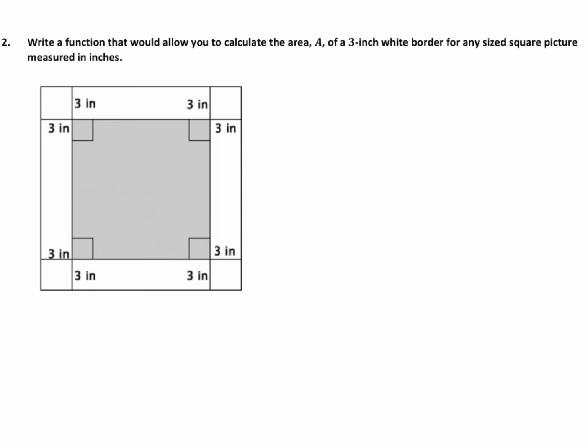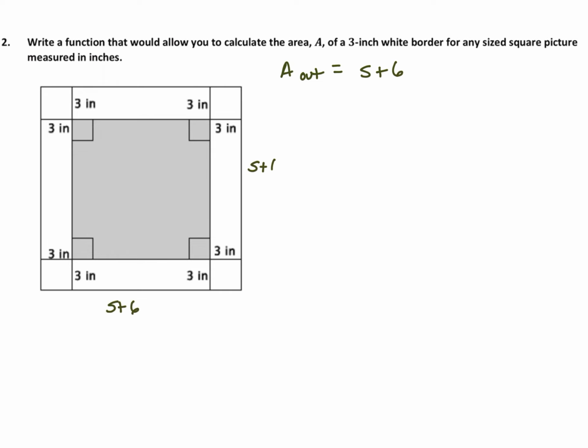Now in number 2, we do not know how long the inner piece is. So we're going to use S for side length, or you can use X for an unknown. The area of the outside is going to be S plus 6, because we would have S plus 3 more makes the outside S plus 6.